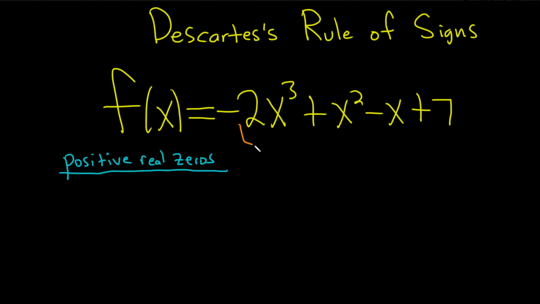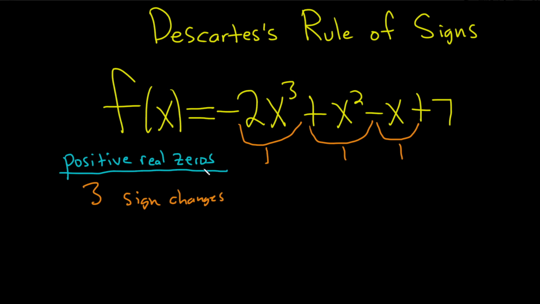If we go from negative to positive, that's a sign change. I'm going to put a 1 there. Go from positive to negative, that's a sign change. So I'll put a 1 here. And then go from negative to positive, that's a sign change. So I'll put a 1 there. So we have 3 sign changes.